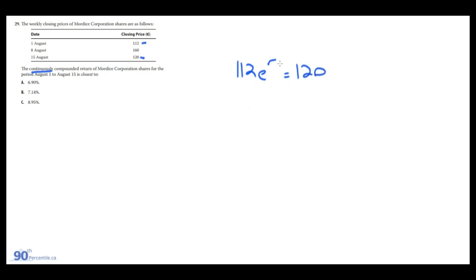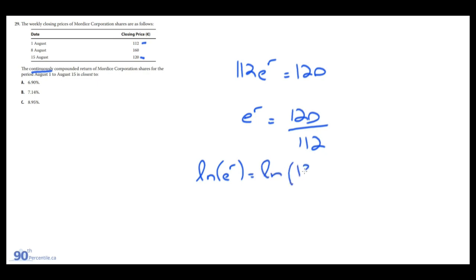So now we can use some algebra and isolate for R. So we can have Euler's number to the R equals 120 over 112. And now to get rid of this Euler's number, what you do is actually take the natural log of both sides of the equation. So if we do ln e to the R equals ln 120 over 112, and then this and this cross out, and the R comes down.